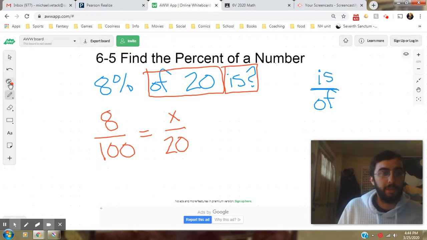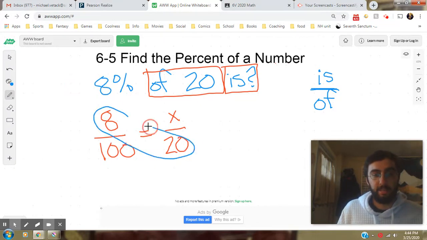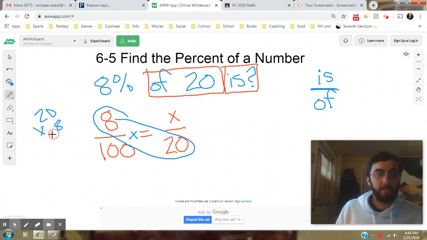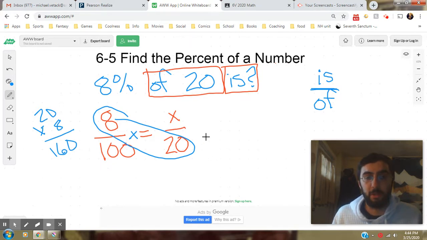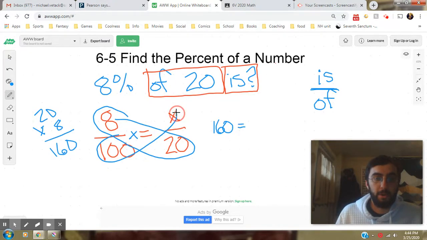So what we're going to do is cross multiply. We're going to do 8 times 20. I know that's going to be 160, because 8 times 2 is 16, with a 0 there. So now we have 160. We're going to set it equal to 100 times x. Now, we can't really do anything there, because 100 times x, we don't know what x is. If x is 50, then we could do 100 times 50. If x is 3, we could do 100 times 3.